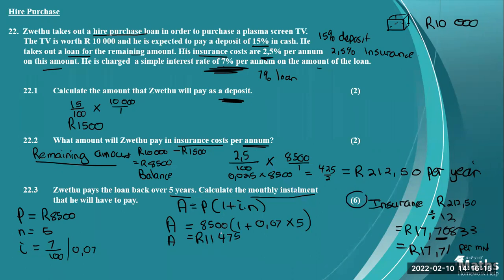Why? Because you don't stop here. They want the monthly installment. So monthly, this guy is going to pay off over a period of 5 years, and he has to pay per month because it is a monthly installment. So 5 times 12, because there are 12 months in 1 year, will give you 60. So to get the monthly installment, we're going to divide this by 60. So on the calculator, divide by 60. That's going to give me 191 Rand 25. But he also has to pay the insurance.